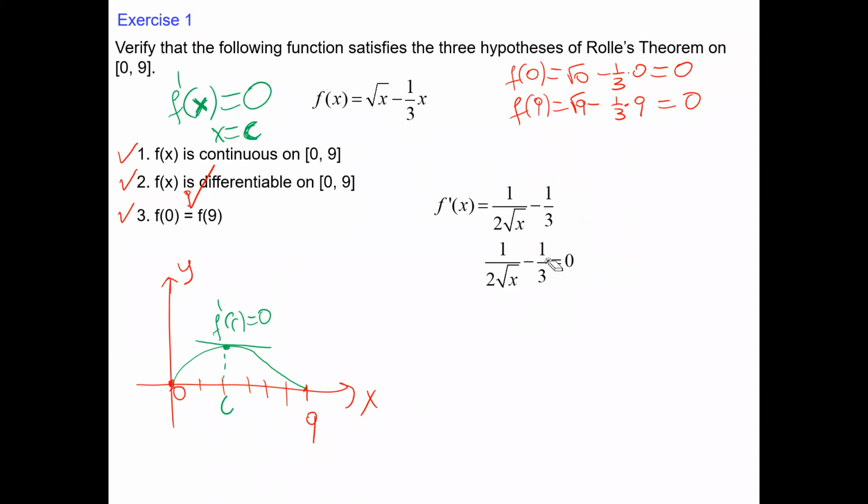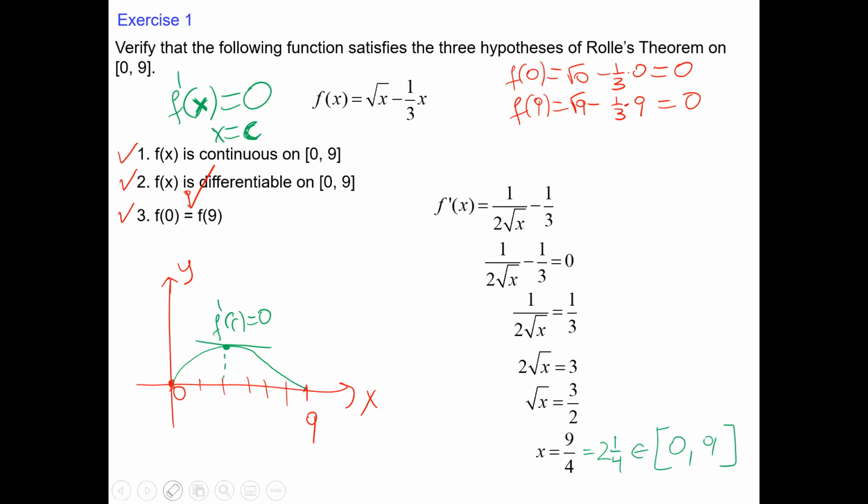If this is 0, we may add 1/3 to both sides. We may cross multiply and divide by 2. So I'm solving for x. And now, not taking the square root, actually squaring both sides. 9/4, 2 1/4. This will be 2 1/4, and this is definitely placed between 0 and 9. We knew that even without solving. Okay, looks like we have the number. 2 1/4.